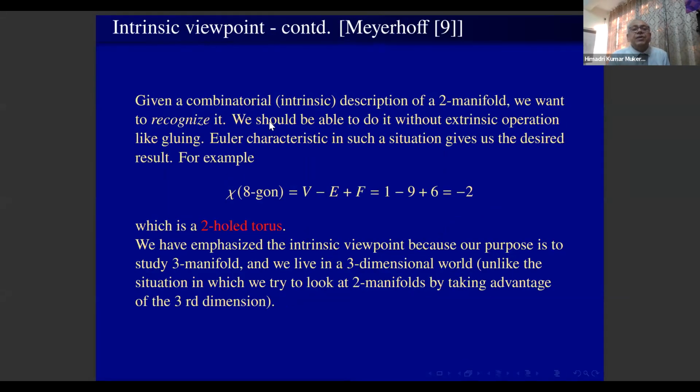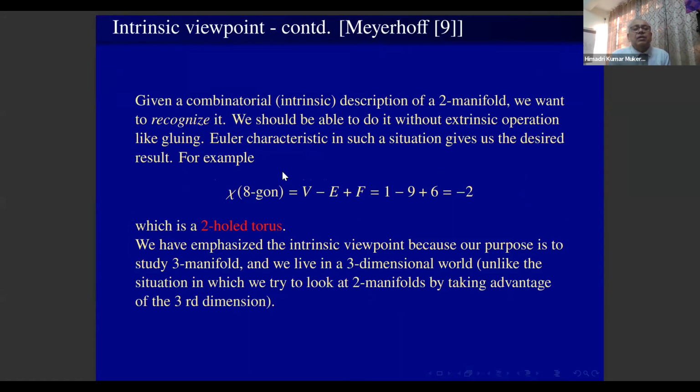So given a combinatorial description of a two-manifold, we want to recognize it. We should be able to do it without extrinsic operations like gluing. Euler characteristic in such a situation gives us the desired result. For example, if you take the 8-gon and look at the Euler characteristic, it will be v minus e plus f, which is 1 minus 9 plus 6, equal to minus 2, which is a two-hole torus. We have emphasized the intrinsic viewpoint because our purpose is to study three-manifolds and we live in a three-dimensional world, unlike the situation in which we try to look at two-manifolds by taking advantage of the third dimension.